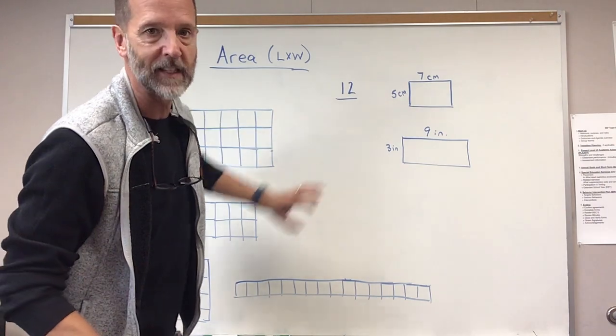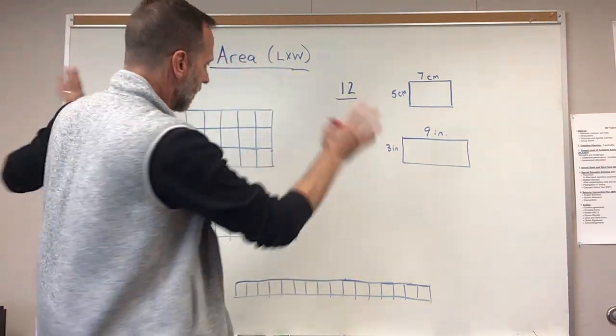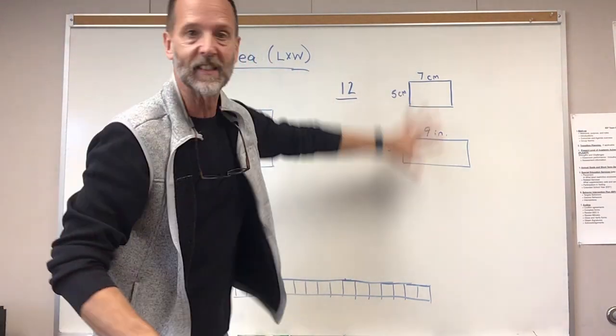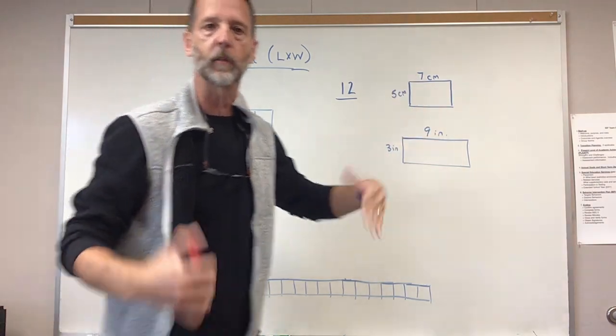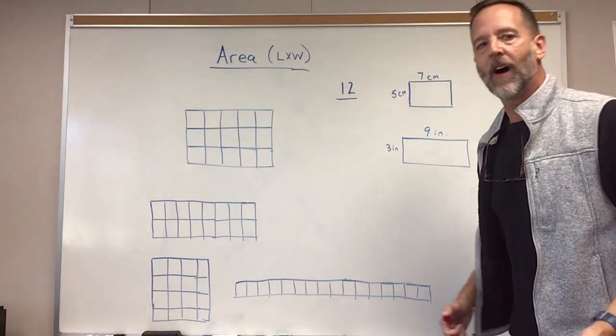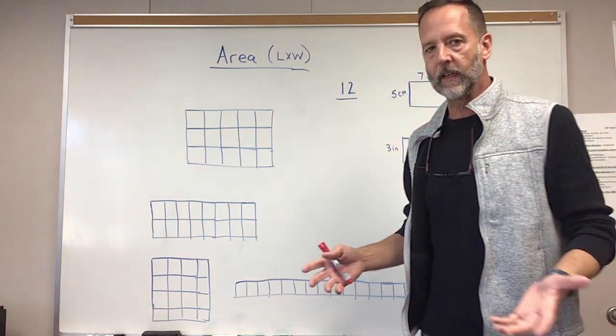This whiteboard has an area. It covers a flat surface. So that's the area. The amount of space it takes up is called the area. So how do we find area? Well, there's two ways, okay?